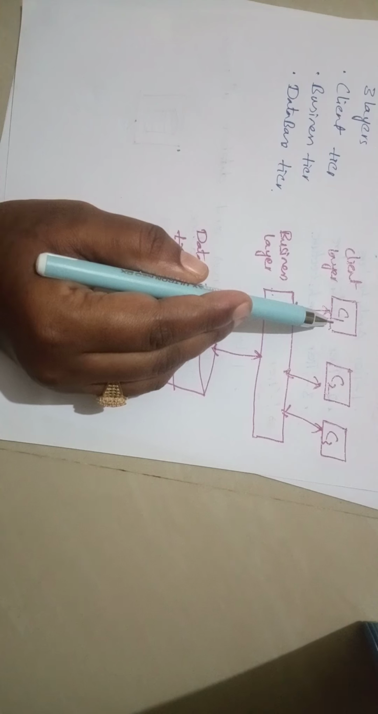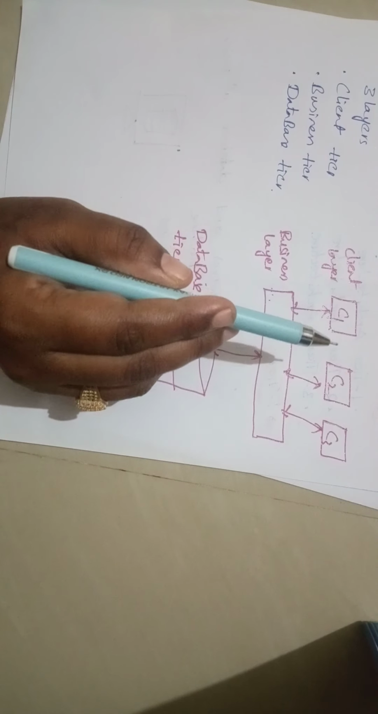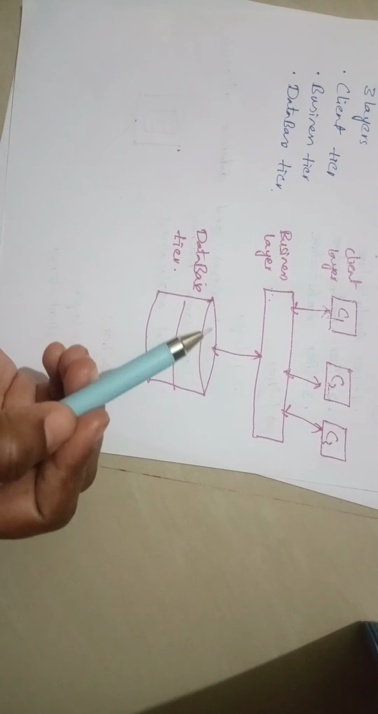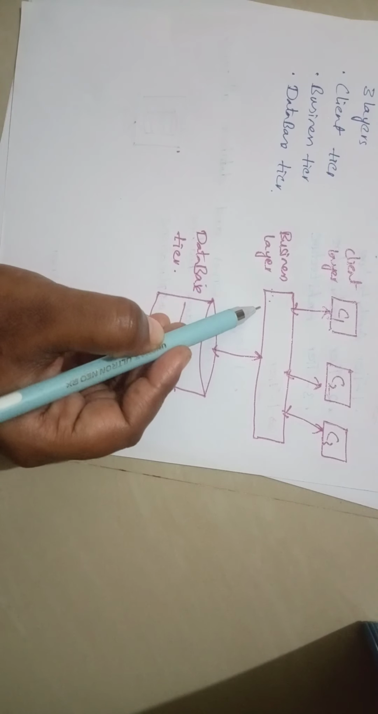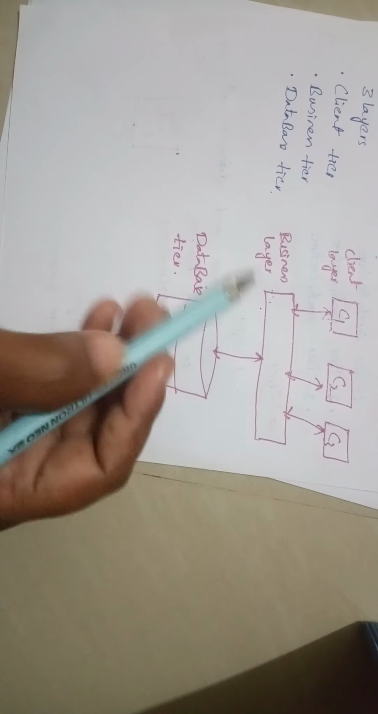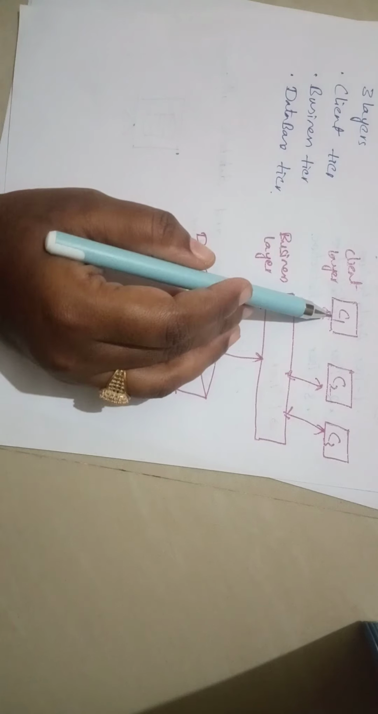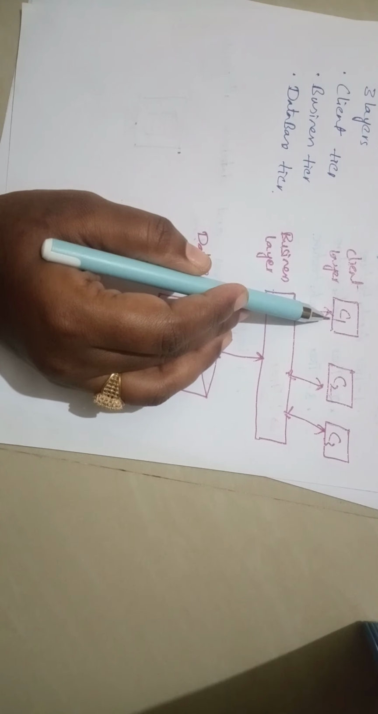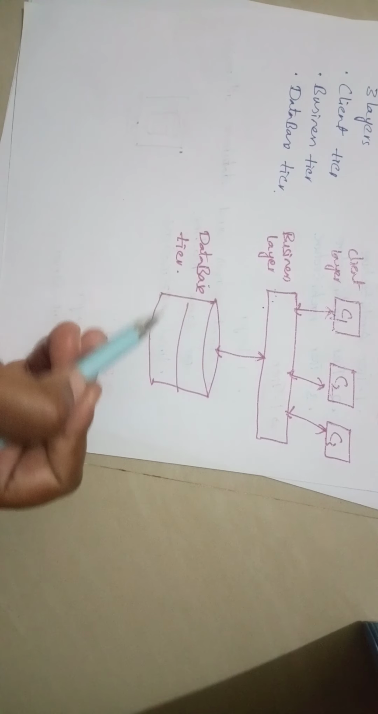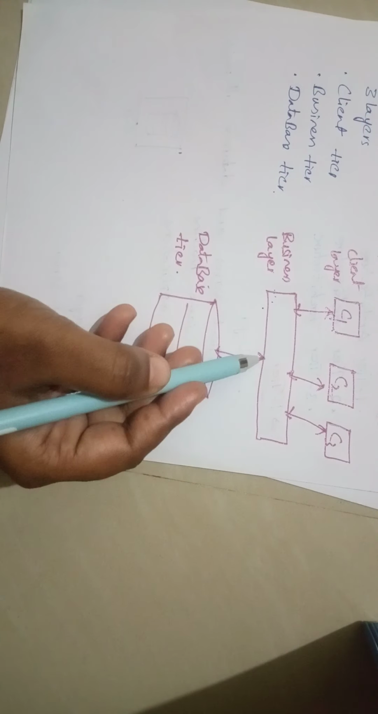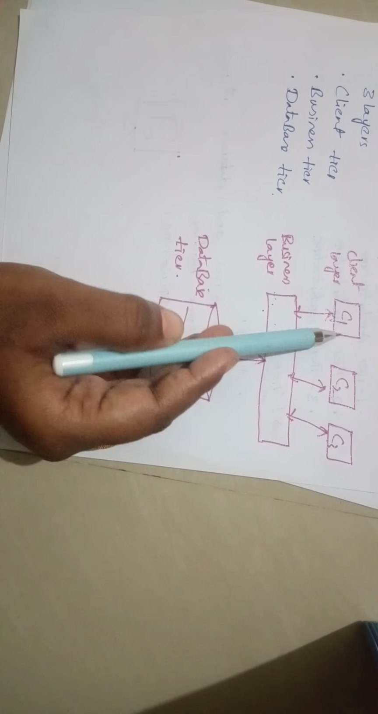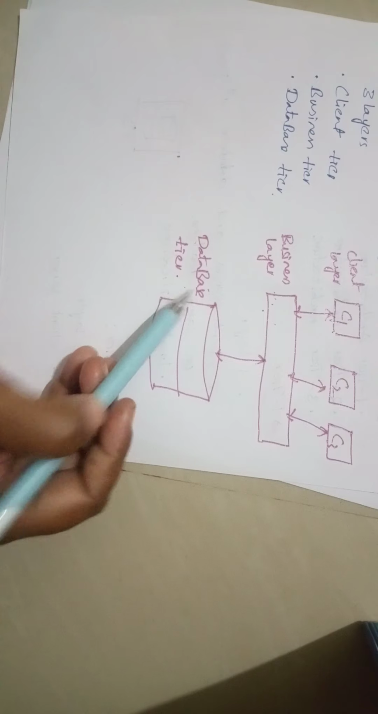The client systems have interfaces, and those interfaces are used to communicate with the database server. Here in the three-tier architecture, the business layer is used to support the interfaces which run on the client layer. That means the business layer is the intermediate layer between the client and the database tier.